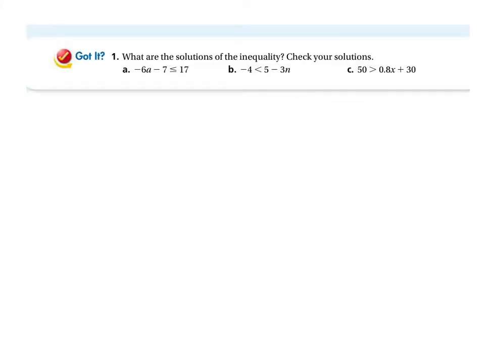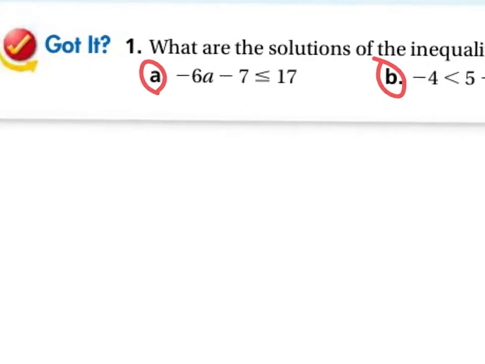So they got it 1. They're asking what are the solutions of these inequalities, and check your solutions. We're going to go through A and B on this. If you're watching this as a video, you can just pause the video, try and work it out, and then watch the video and see if it comes out how you had it.